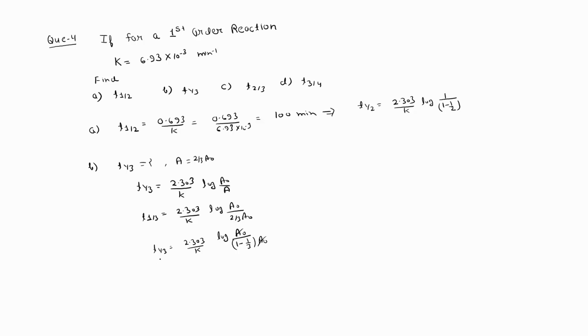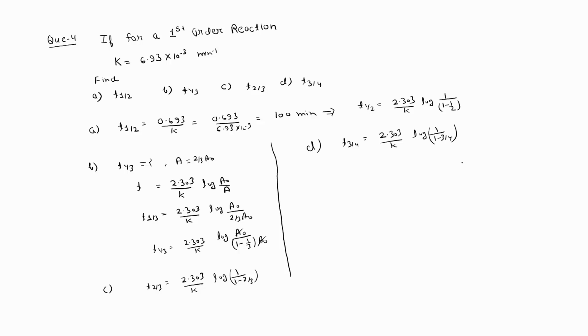And C part, I will write it here. T2 by 3, it means T1 by 3, 1 by 3 left, 2 by 3 consumed. So T2 by 3, we can write 2.303 divided by K log 1 upon 1 minus 2 by 3. And D part, we can write T3 by 4 is equal to 2.303 by K log 1 upon 1 minus 3 by 4.